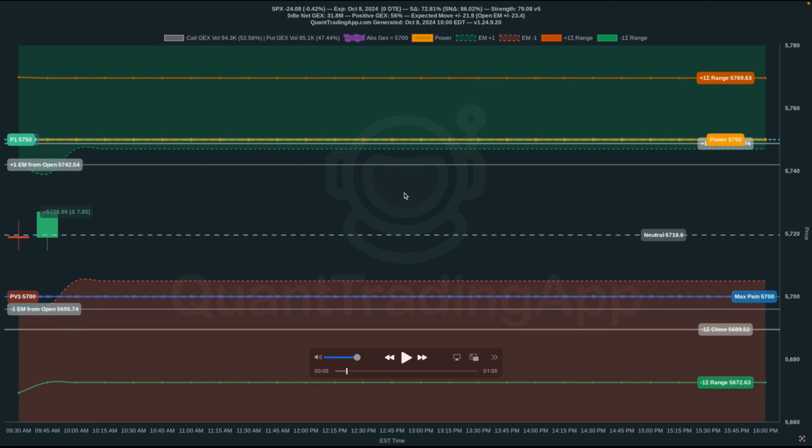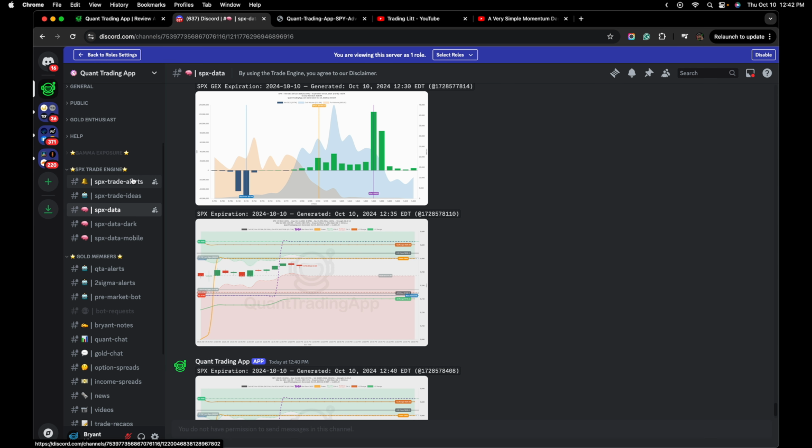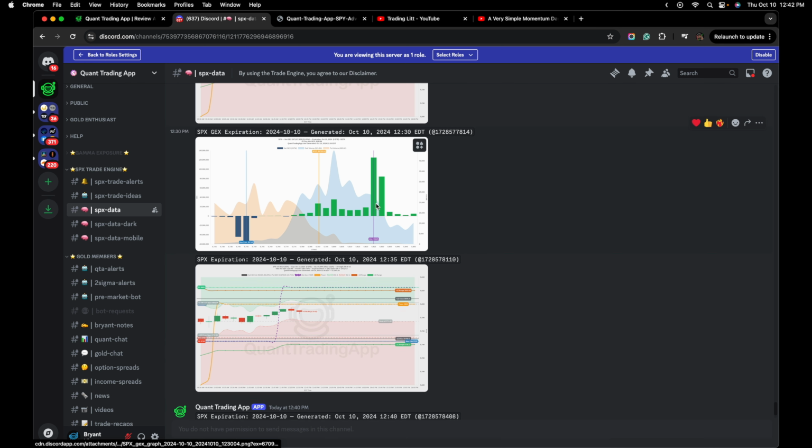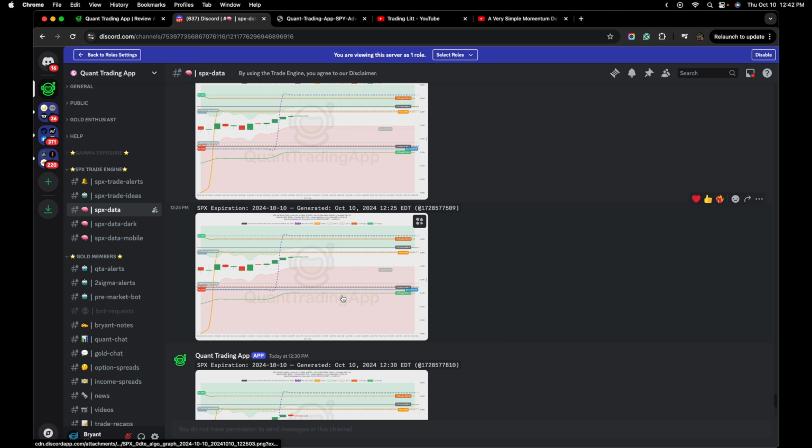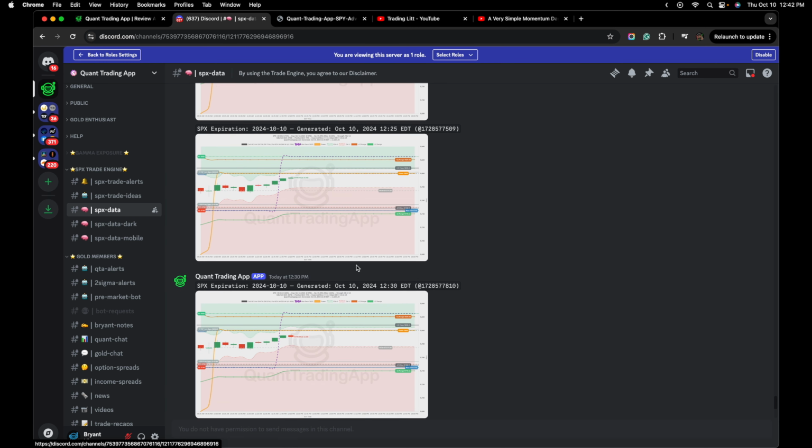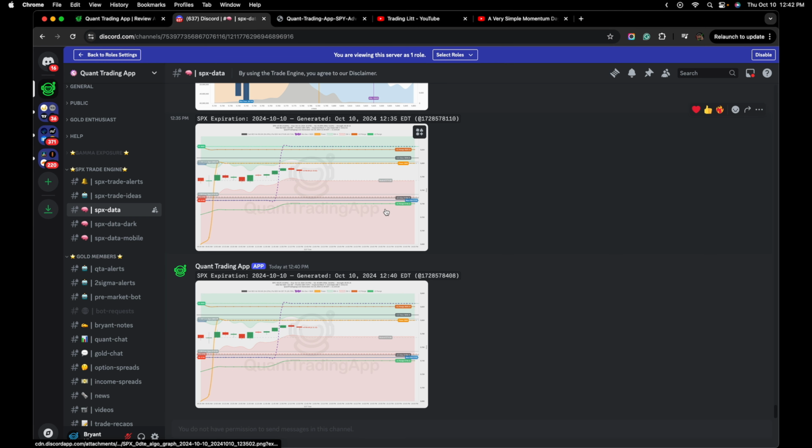This also applies additional context for members in Quant Trading app. Within the Discord, it's right here, guys, under SPX Trade Engine, the SPX data tab. It has the 0 DTE gamma exposure. It also has the 0 DTE Trade Engine that's populating every 5 minutes. It's caching all of that information and sending it into the Discord so we can see any major changes that happen every 5 minutes.